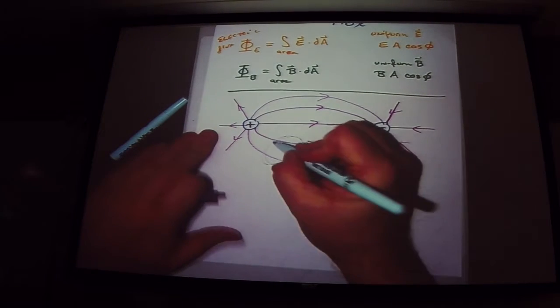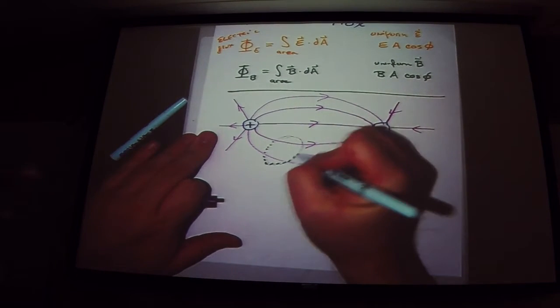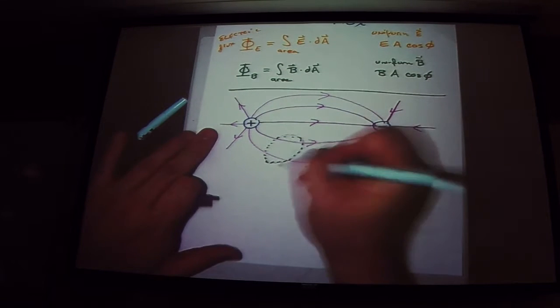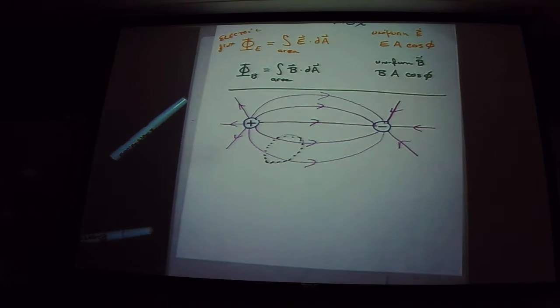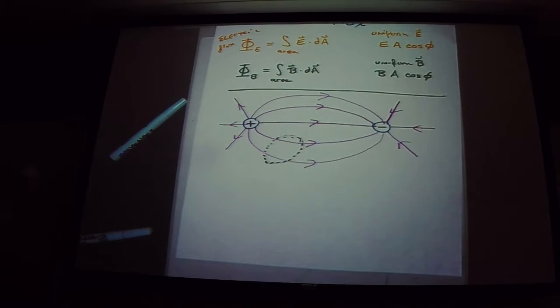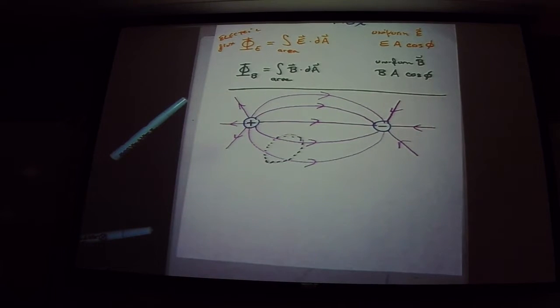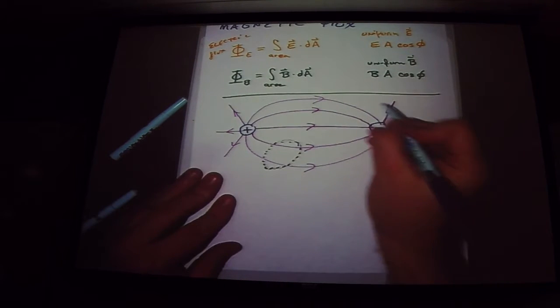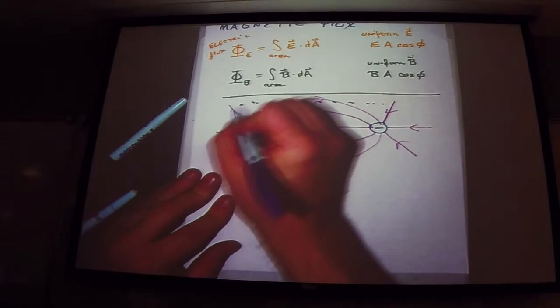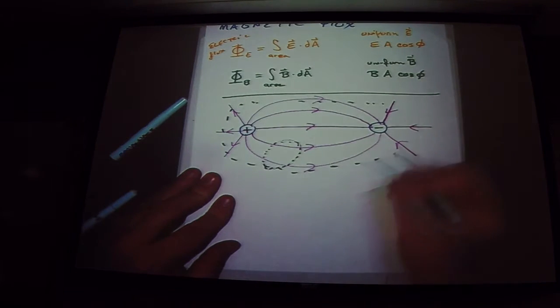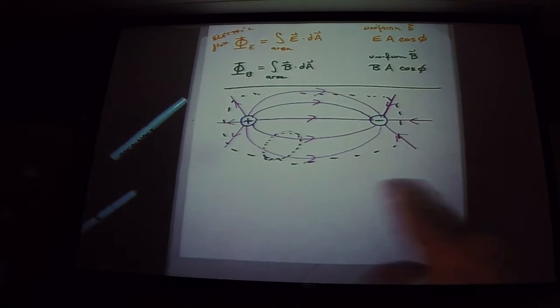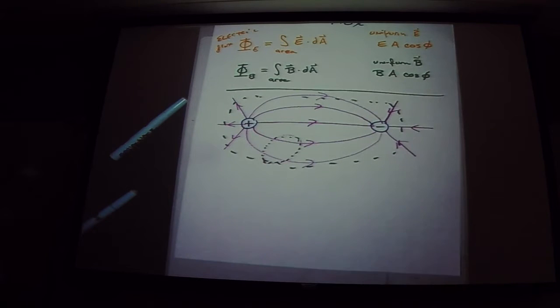So let me draw this dotted area here. What happens here is that you can see that in this particular closed area, it doesn't work. If I were to draw this giant area here, notice that that doesn't work either. I've got 1, 2, 3 lines going in and 1, 2, 3 coming out. It's still 0.